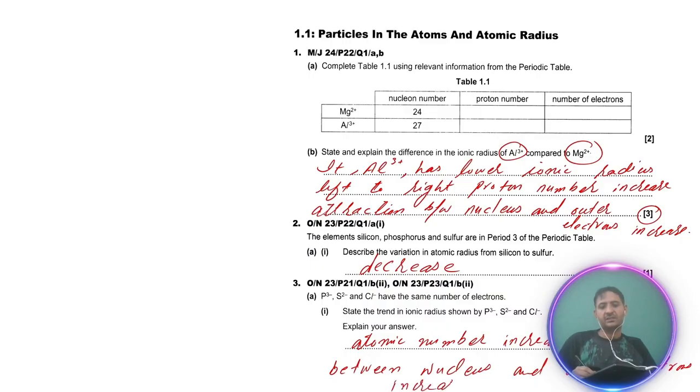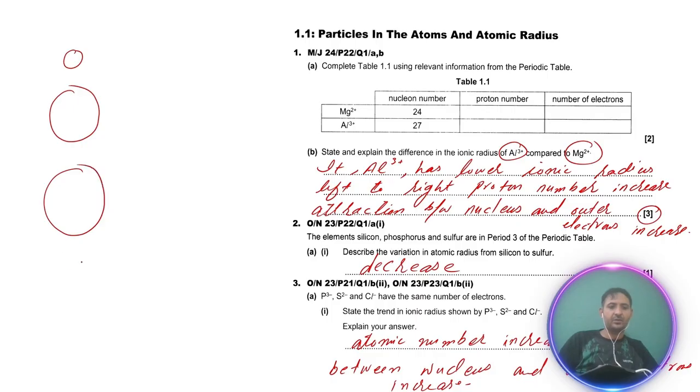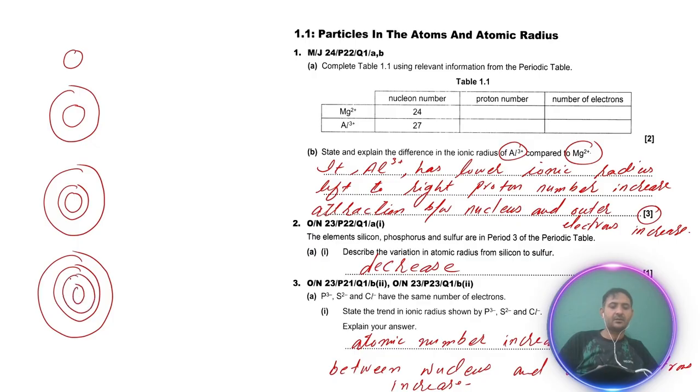Why? Because left to right shielding effect remains constant, because there's no extra shell being added. You know, when we move down, shell size increases, extra shells are added, when we move from top to bottom. So you can notice inner electrons like this, we will have this, then we will have this. When you move from top to bottom, these inner electrons also increase. You can notice this.